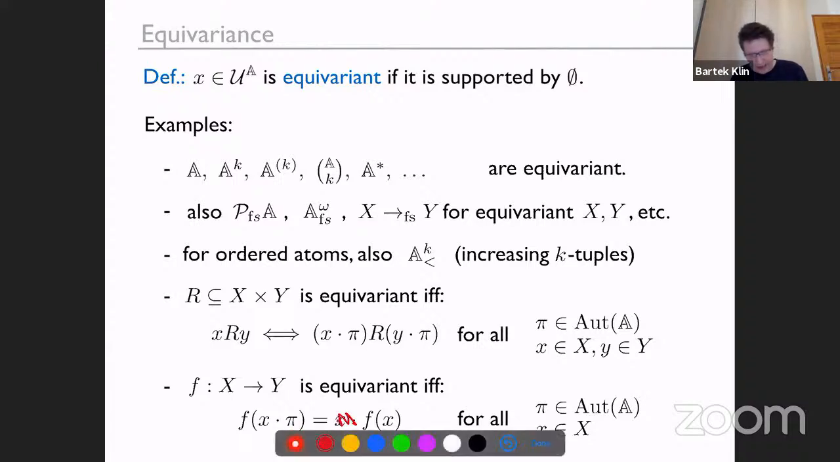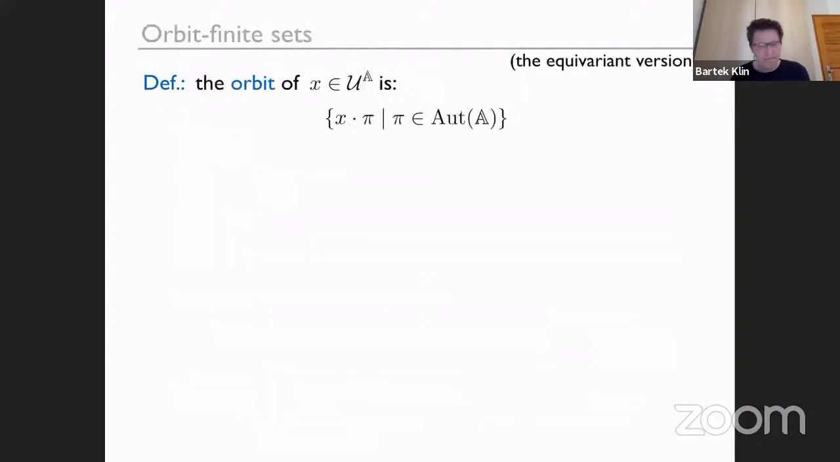and there is a typo here again. This should be fine. Okay. If it commutes with the application of any automorphism.